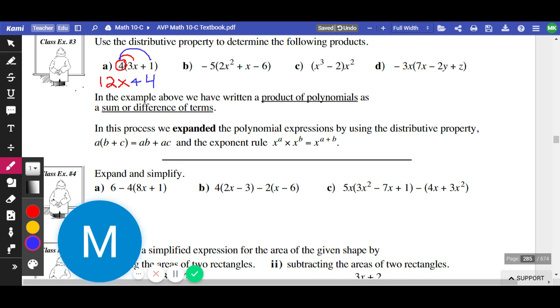Awesome. If you look at B, we're going to do the same thing, it's just more of it. So we have negative 5 as the monomial. We distribute it in, it becomes negative 10x squared. And numbers with numbers, so negative 5 times 2. We then distribute it again to the plus x. Numbers with numbers, letters with letters. This would become negative 5x. And the last one, negative 5 times negative 6 becomes positive 30.